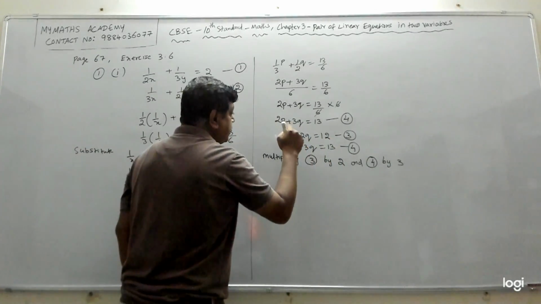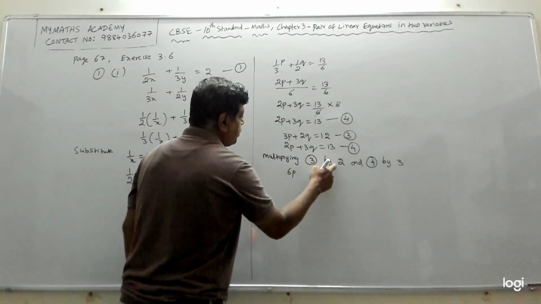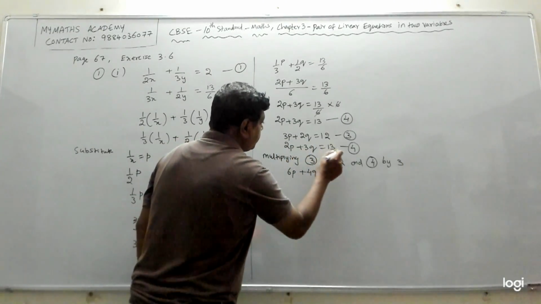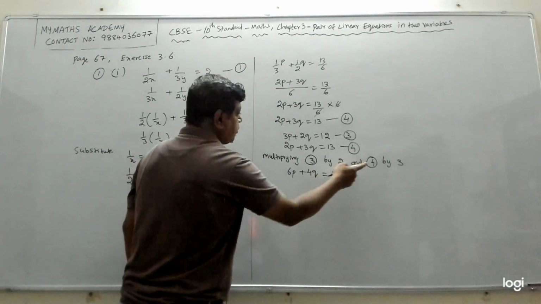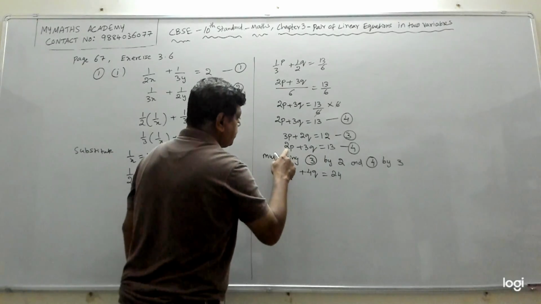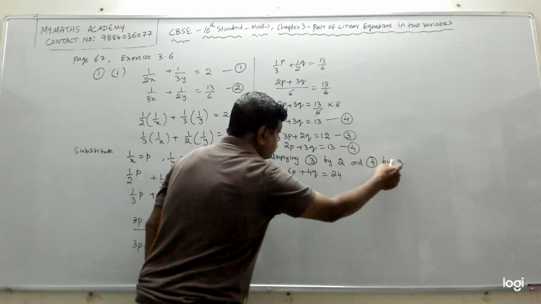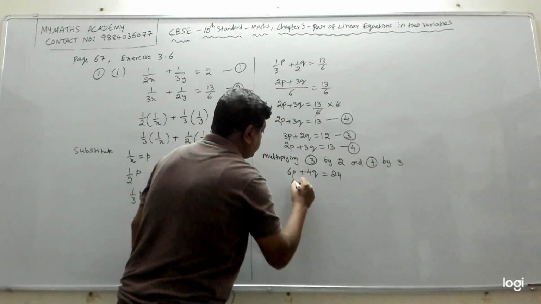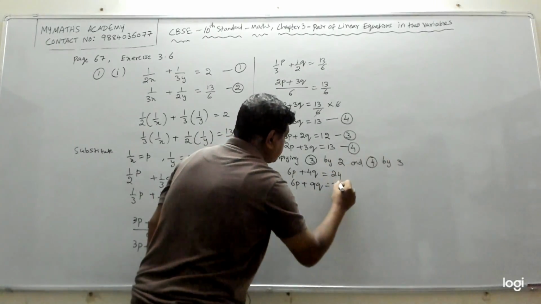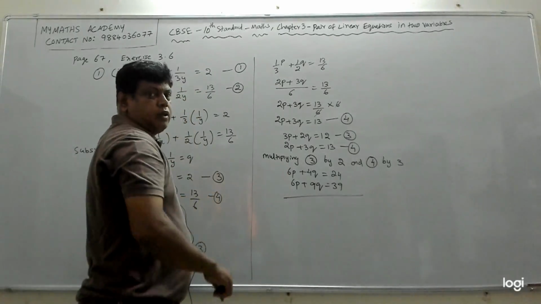If I multiply each term in the third equation by 2, this will become 6p. So 2 into 3p is 6p, 2 into 2q is 4q, equal to 2 into 12 is 24. Then the whole fourth equation should be multiplied by 3. We are going to multiply the fourth equation by 3. So 3 into 2p is 6p, plus 3 into 3q is 9q, equal to 3 times 13 is 39. Now we have made the coefficients the same.